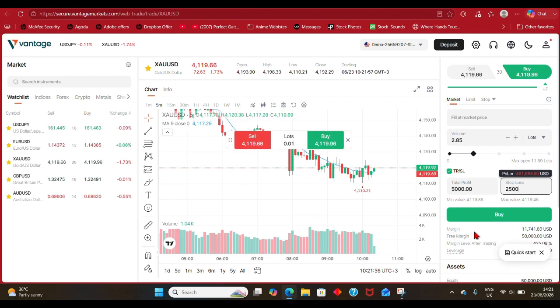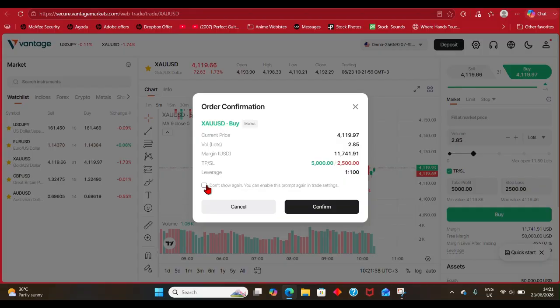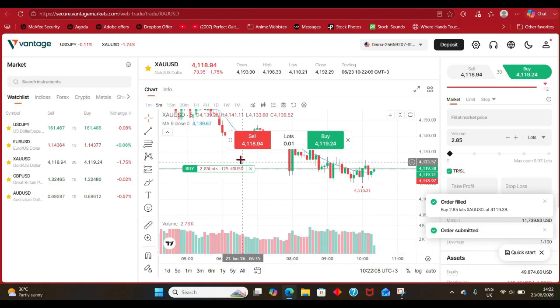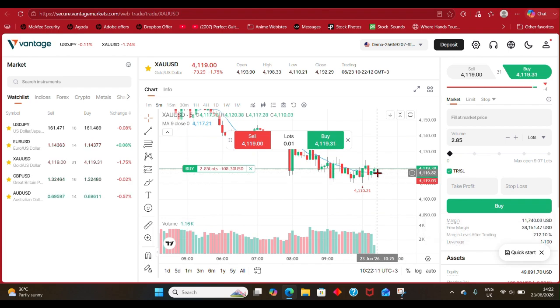And when you are ready, you can press buy. Press don't show again if you just want to press buy, and it will be instantly submitted onto the market. Then press confirm, and then as you can see, my trade has been placed on the market here.